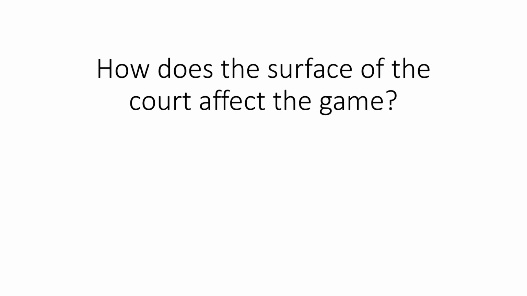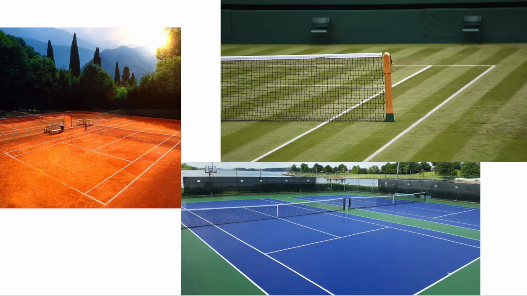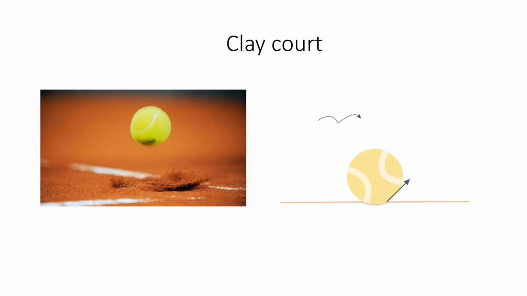So, how does the surface of the court affect the game? Like we know, there are three main surfaces of tennis courts. There are the clay courts, the hard courts, and the grass courts. Even though the ball only spends on average 5 milliseconds on the ground during each shot, those 5 milliseconds can affect the angle at which the ball bounces back, as well as the speed at which the ball will emerge.